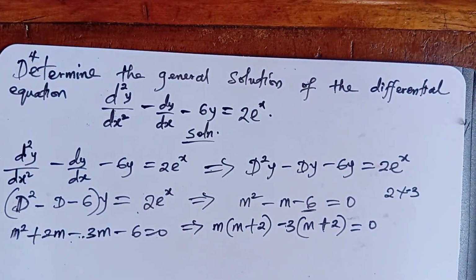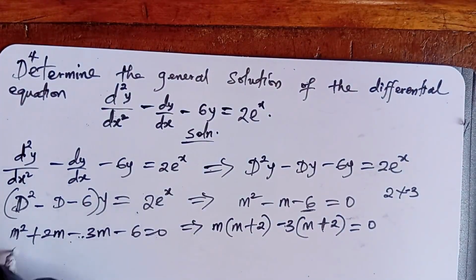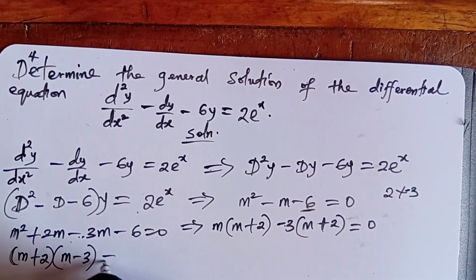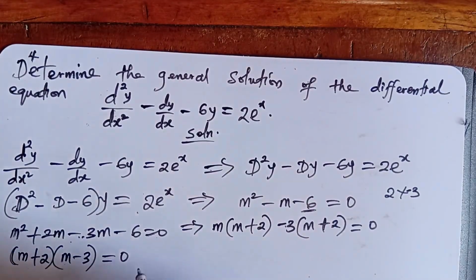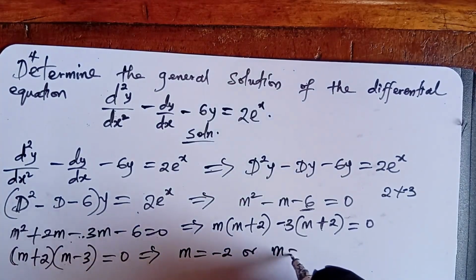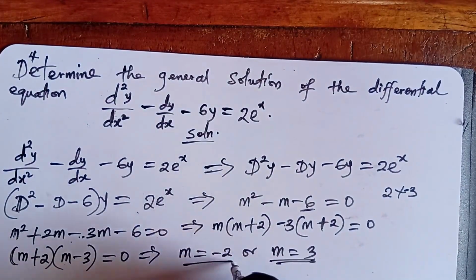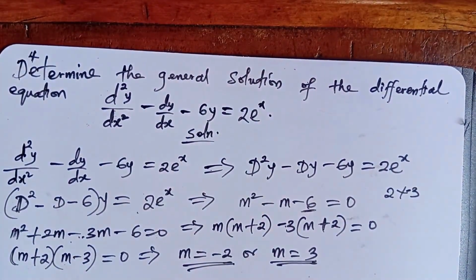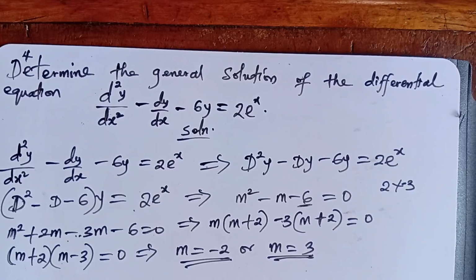So we have this now. Bring out one of them. We have m plus 2, then we have m minus 3 equal to 0. And this implies that m is equal to minus 2 or m is equal to 3. So this is what we get from solving the auxiliary equation. All right.